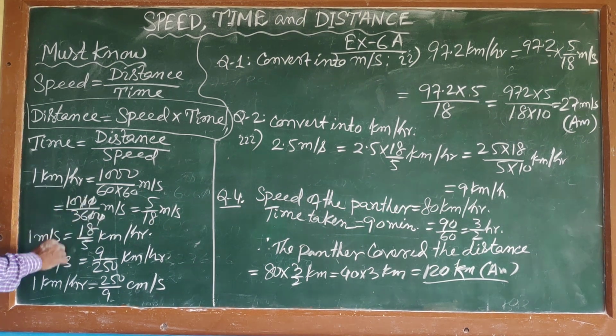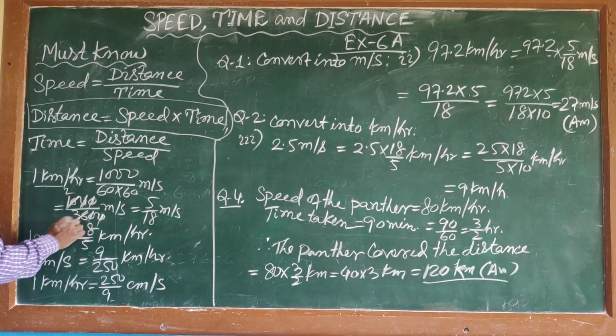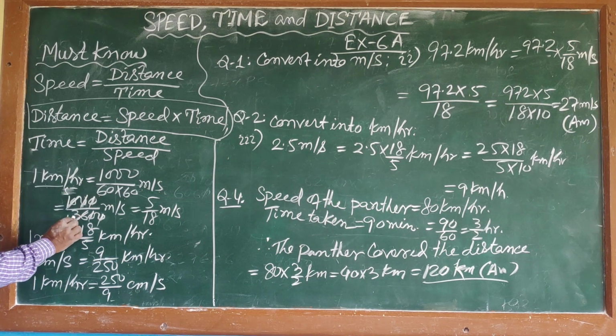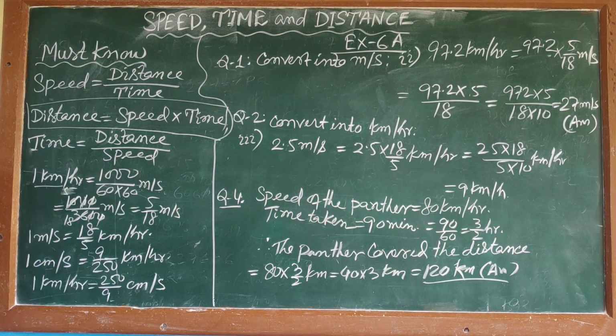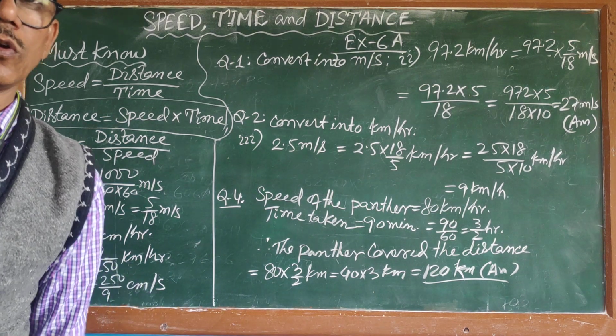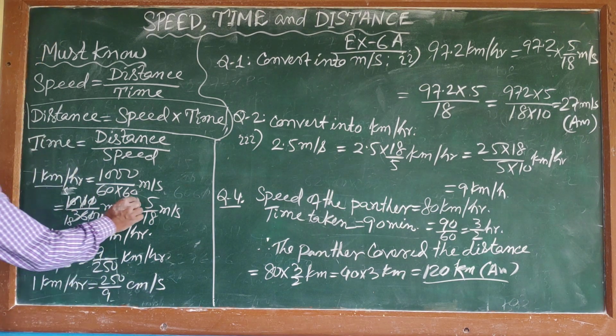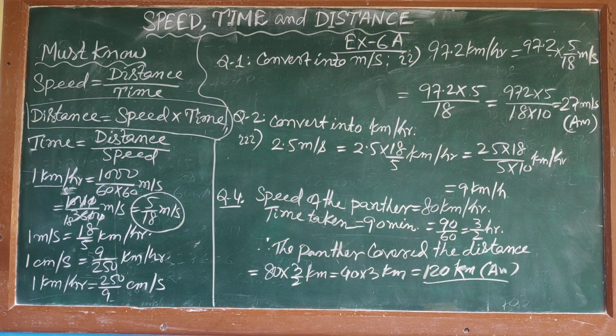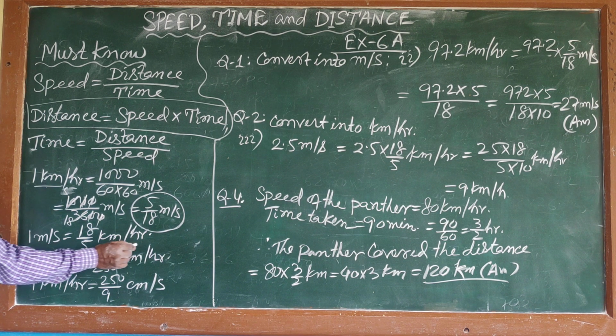This 2 zeros will be cancelled and this will become 2 fives are 10, 2 eighteens are 36. So 5 by 18. So 1 kilometer per hour, remember, it will become 5 by 18 meters per second. 1 kilometer per hour is equal to 5 by 18 meter per second. Conversely, 1 meter per second will become 18 by 5 kilometer per hour. If you just divide 3600 by 1000, it becomes 18 by 5. So 1 meter per second is equal to 18 by 5 kilometer per hour.